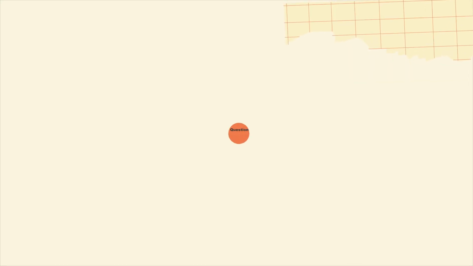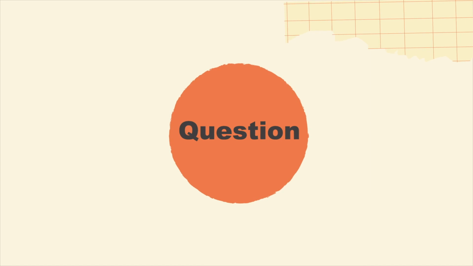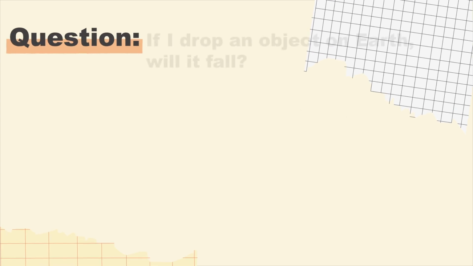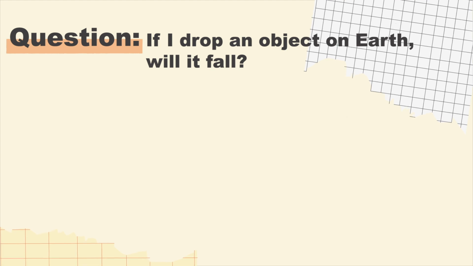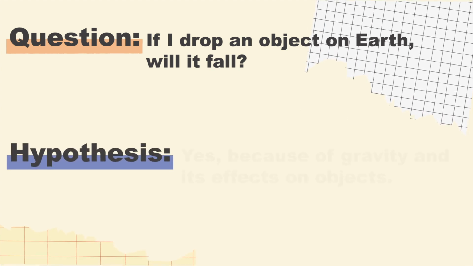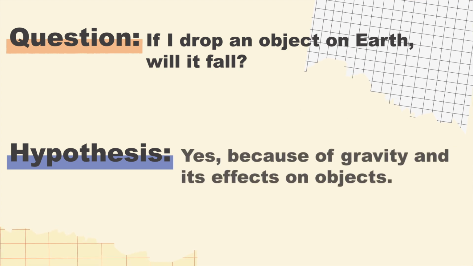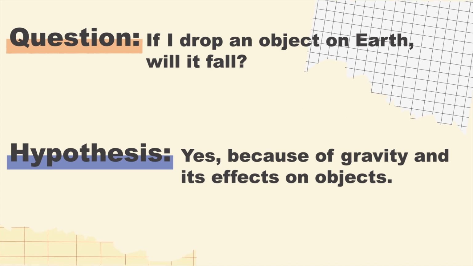After forming a question previously unanswered, you can start thinking about possible hypotheses about that question. A hypothesis is a theory that explains your question or answers it. For example, the question, if I drop an object on Earth, will it fall, is the base for a hypothesis. That hypothesis can state yes because of gravity and its effect on objects. This statement might not be accurate, but that is the point of a hypothesis. It does not have to be correct from the first try.